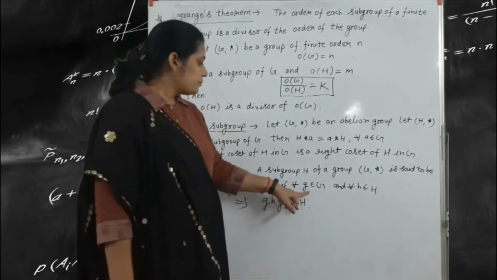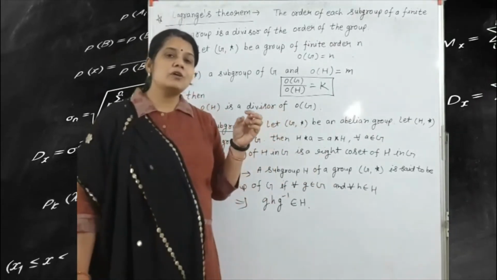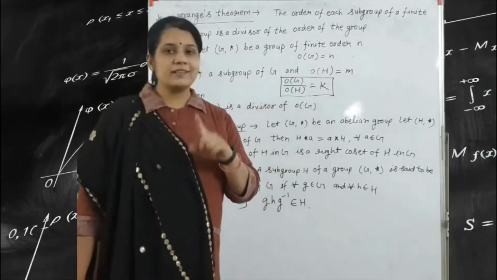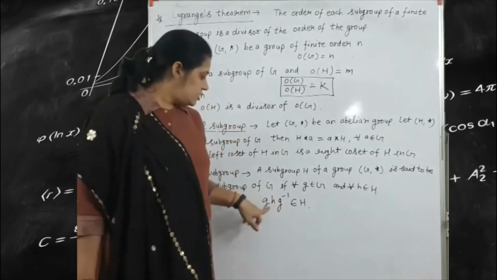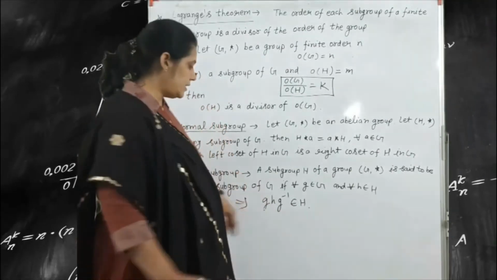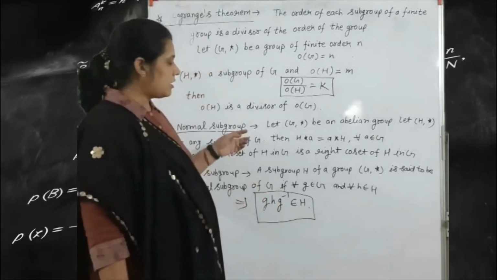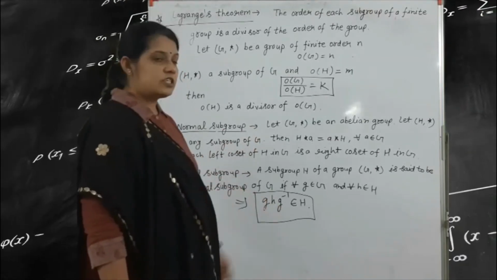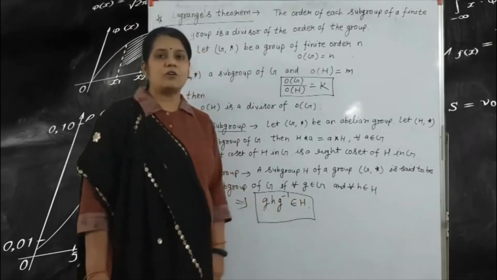So g belongs to G. That means g is any element in the group G. So G is a group, and obviously the inverse of g is also included in the group G, because this is a group, so the inverse property is also satisfied. So g h g inverse belongs to H. That means if we find that the given subgroup is a normal subgroup, you write here g h g inverse belongs to H. This is a very important point: g h g inverse belongs to H.